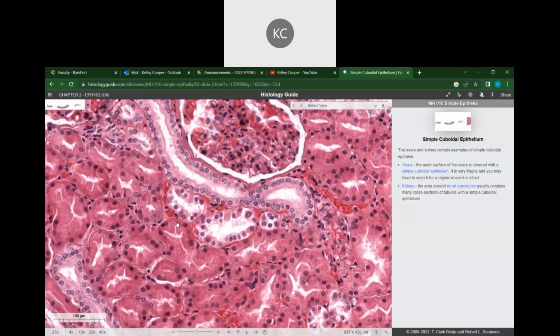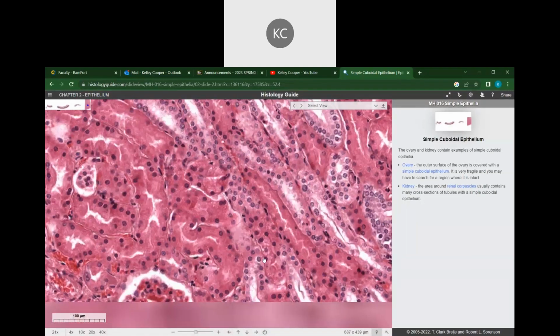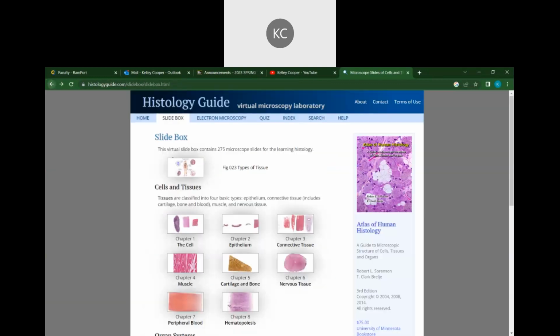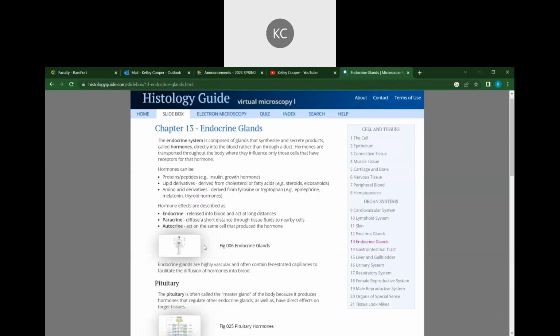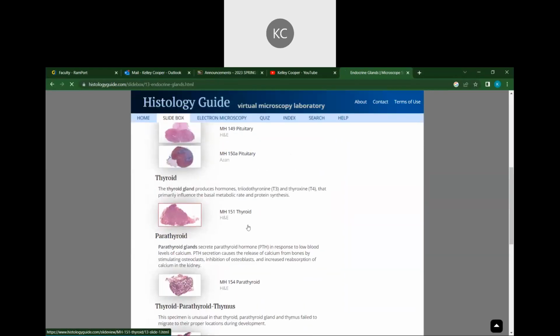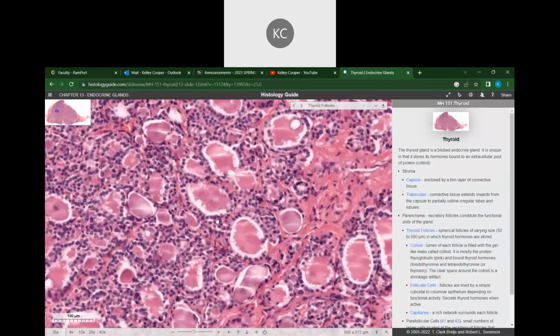And all of these, no matter where you go in the kidney, are going to be made up of a very nice, simple cuboidal epithelium. If we look at something like the thyroid, in our endocrine system, where's our thyroid? And we zoom in, we should be able to see a nice simple cuboidal surrounding our thyroid follicle.